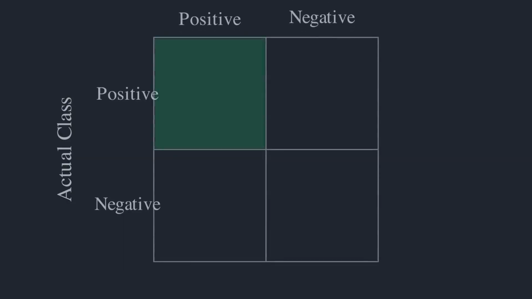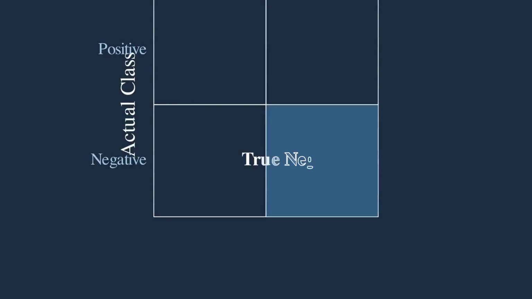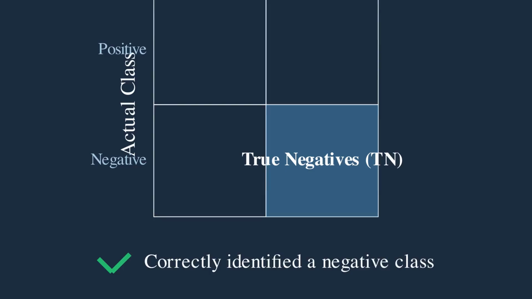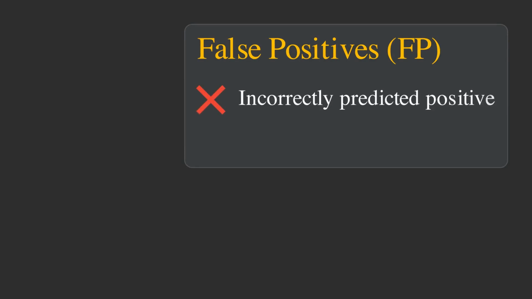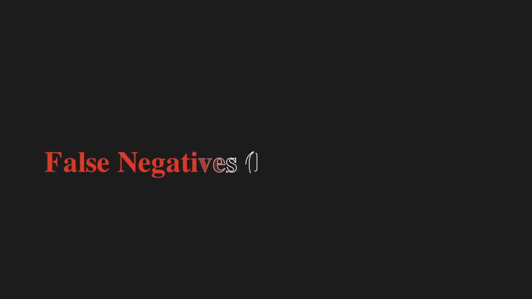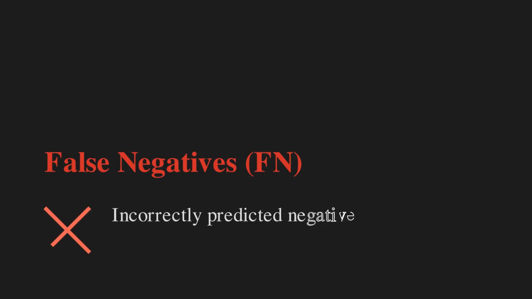wrong. True positives are when the model correctly predicted the positive class, like identifying a fraudulent transaction. True negatives are when the model correctly predicted the negative class, like identifying a legitimate transaction. False positives occur when the model incorrectly predicts the positive class, which is a type 1 error. False negatives happen when the model incorrectly predicts the negative class, also known as a type 2 error.